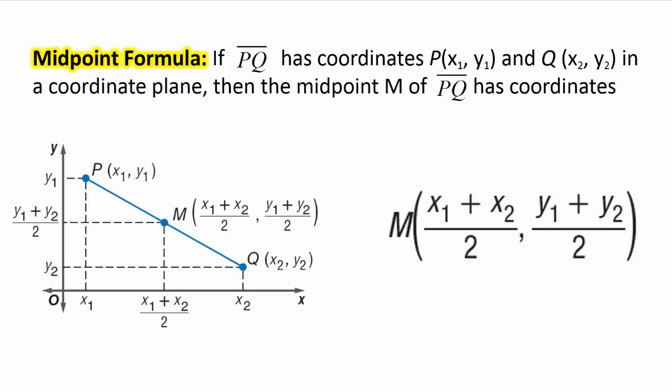Now let's take a look at the midpoint formula. If line segment PQ has coordinates of P at x1, y1, and Q at x2, y2, then the midpoint M of line segment PQ has coordinates x1 plus x2 divided by 2, y1 plus y2 divided by 2. Basically, we're going to take our two x coordinates x1 and x2, divide that by 2, and then add our y1 plus y2 and divide by 2 as well.